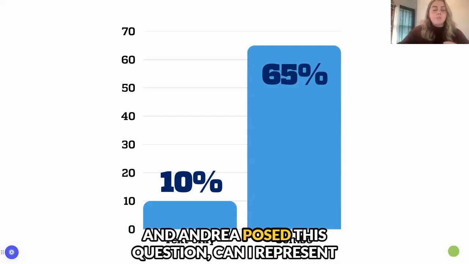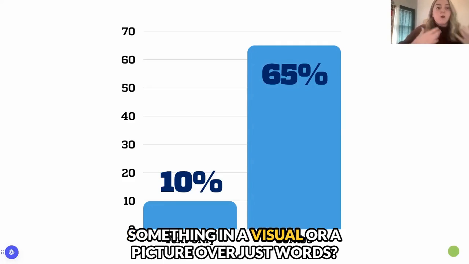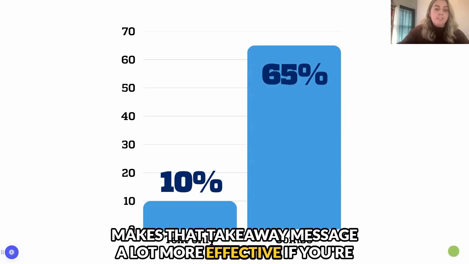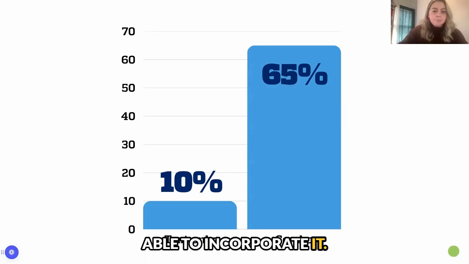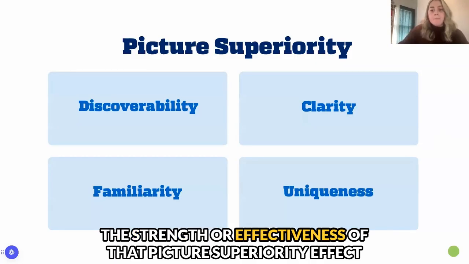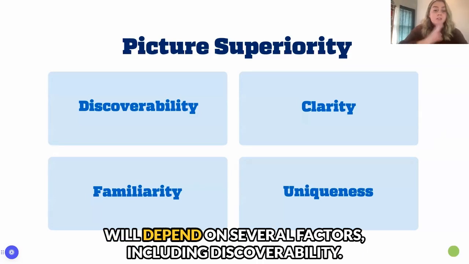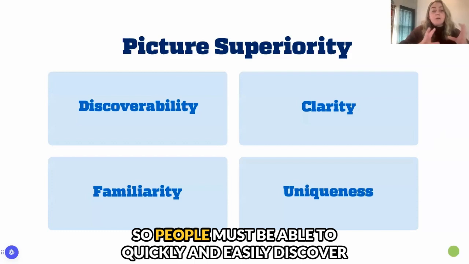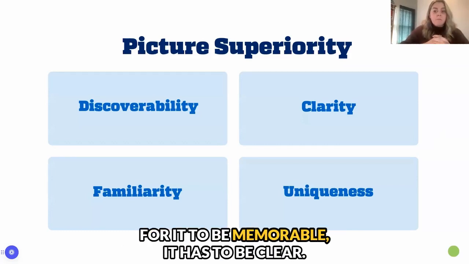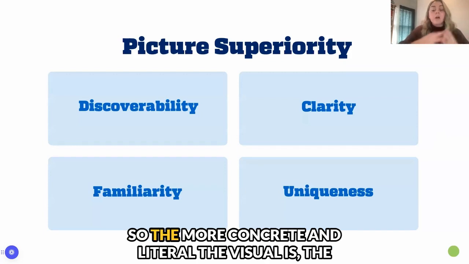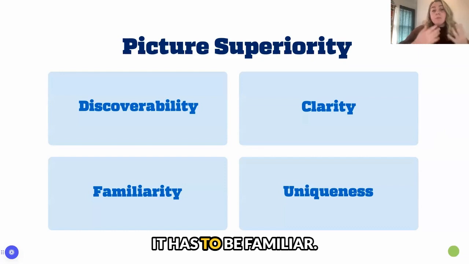And Andrea posed this question: can I represent something in a visual or a picture over just words? It makes that takeaway message a lot more effective if you're able to incorporate it. The strength or effectiveness of that picture superiority effect will depend on several factors, including discoverability. So people must be able to quickly and easily discover the visual and see it for it to be memorable. It has to be clear. So the more concrete and literal the visual is, the more memorable it will be. It has to be familiar.